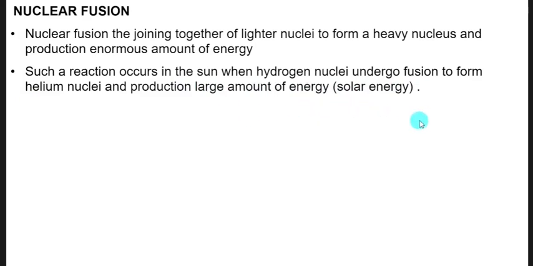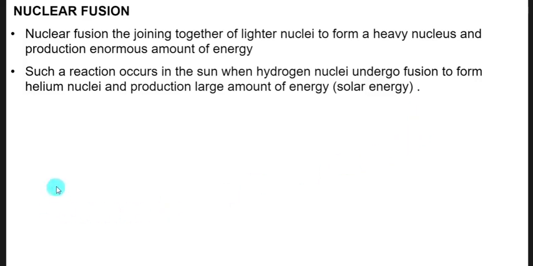So in the sun, there are hydrogen atoms. Those hydrogen atoms, under high temperature, fuse or join together to form helium. As they join together to form helium, the reaction produces a lot of energy, and that energy is what we call solar energy.